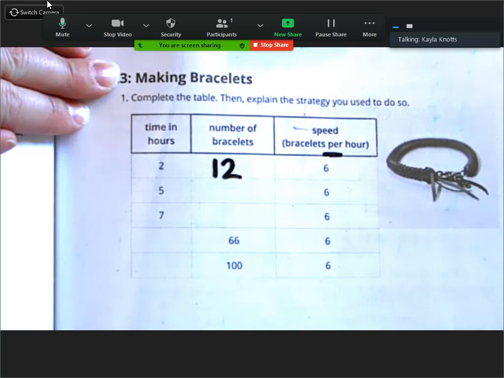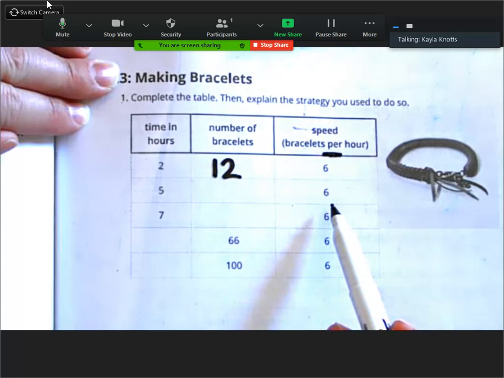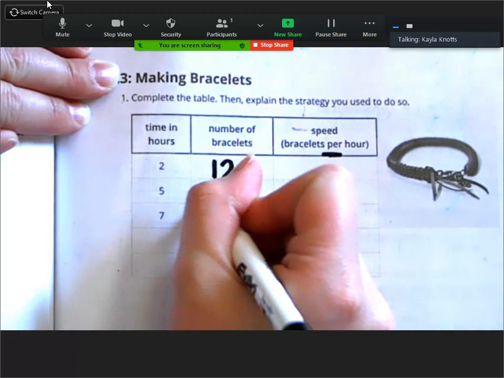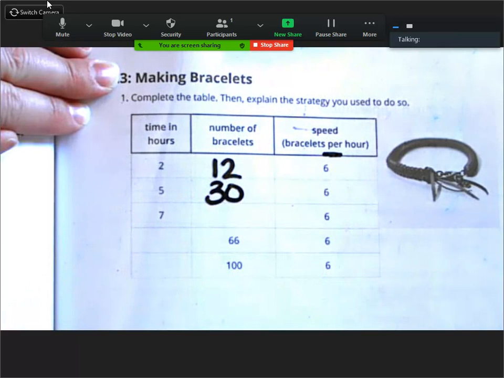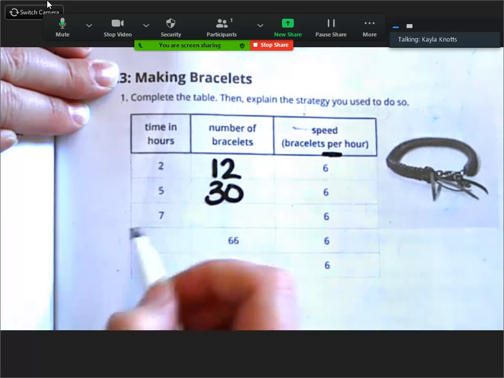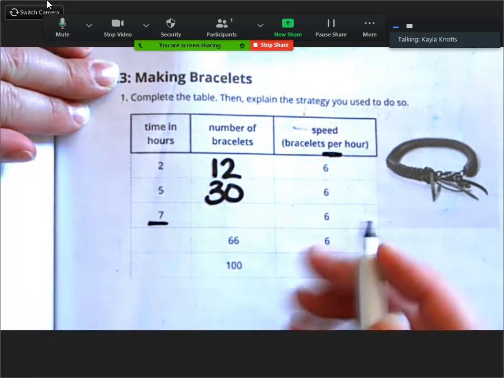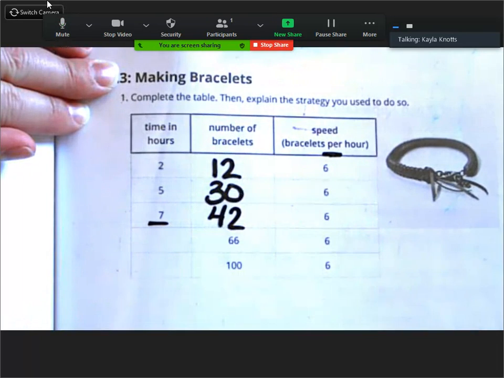I'm going to keep that same thought process. If I have 5 hours and I make 6 bracelets an hour, 5 times 6 is 30. Again, 7 hours, 6 bracelets an hour. And again, you can skip count like 6, 12, 18, all the way until you count it 7 times, or just multiply it. 7 times 6 is 42.